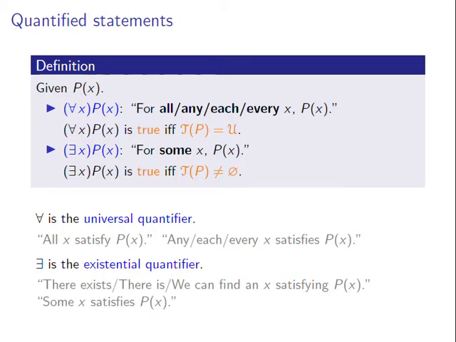The quantifier for some is called the Existential Quantifier. It is denoted by the inverted letter E. The sentence for some x, P of x could also be stated as there exists an x satisfying P of x, there is an x satisfying P of x, we can find an x satisfying P of x, or some x satisfies P of x.